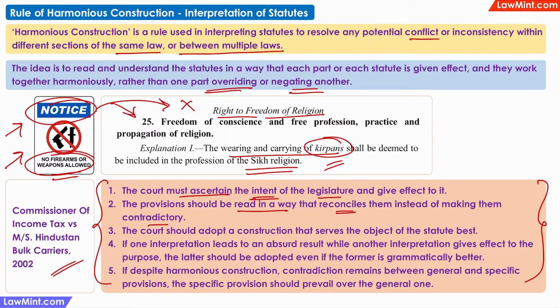Similar to the first guideline, the court should adopt a construction that best serves the object of the statute. If one interpretation leads to an absurd result, while another interpretation gives better effect to the purpose of the statute, then the latter should be adopted, even if the former is grammatically better. If, despite harmonious construction, contradictions remain between the general and specific provisions, then the specific provisions should prevail over the general ones.